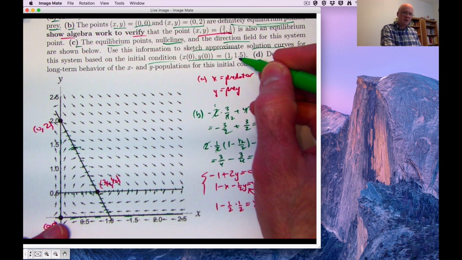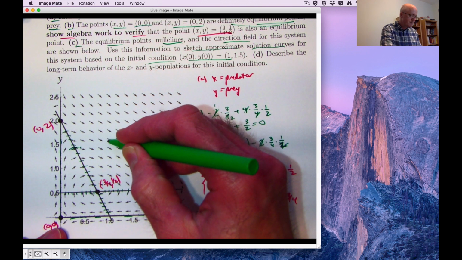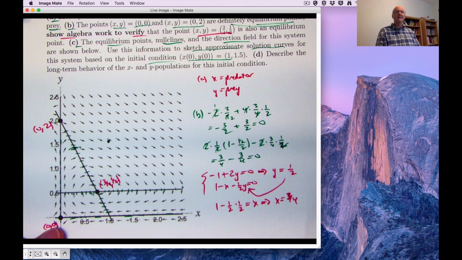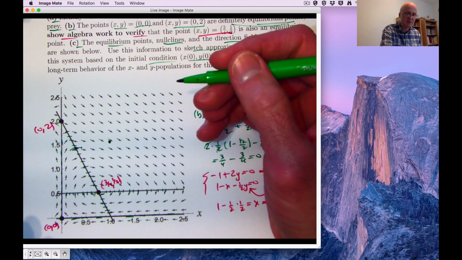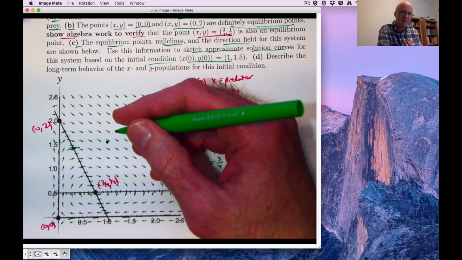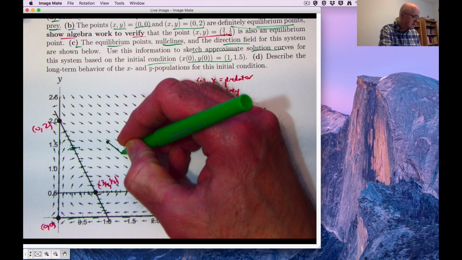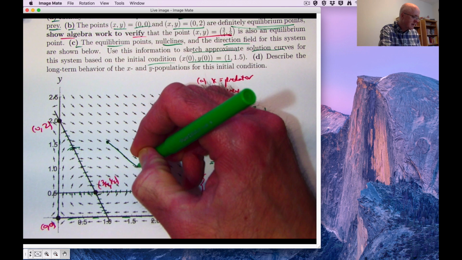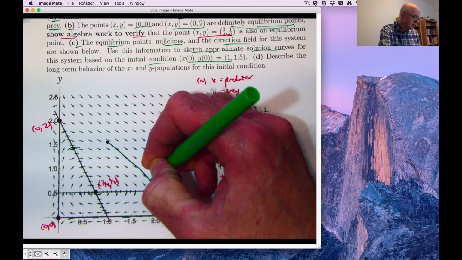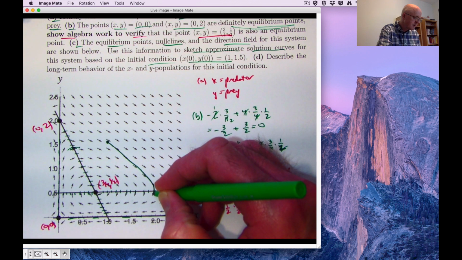My initial condition is 1.5, which is right about here. And the solution curve, the trajectory, has to follow this direction field. It's analogous to a slope field, except it's graphs of parametric curves, not graphs of ordinary functions. Those vectors that you see, those arrows in the direction field, have to be tangent to the solution curve as it goes through the base of any one of them.